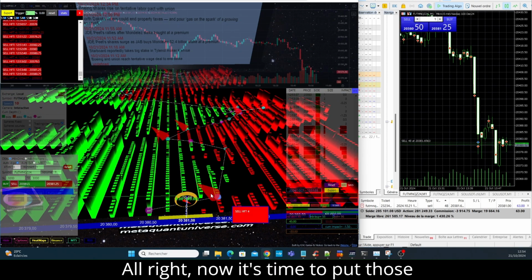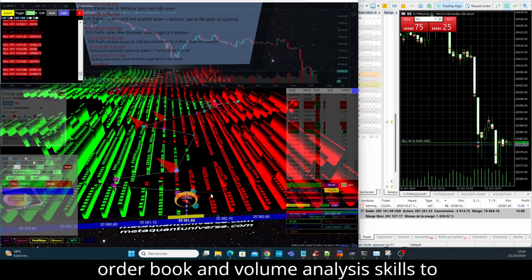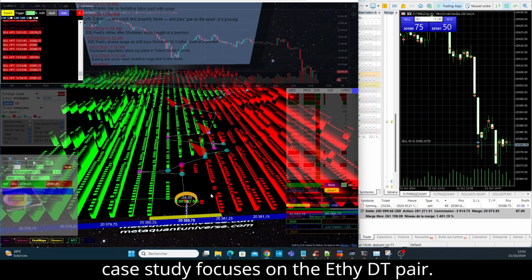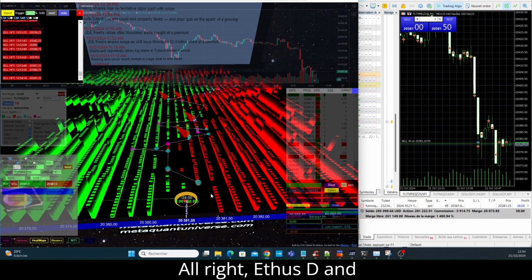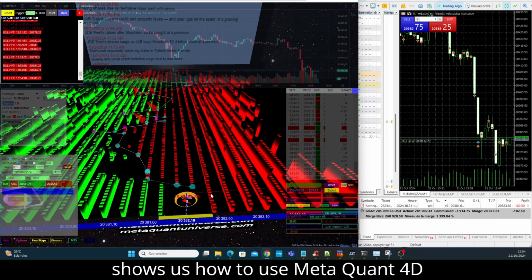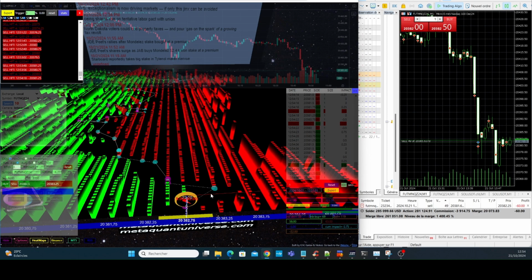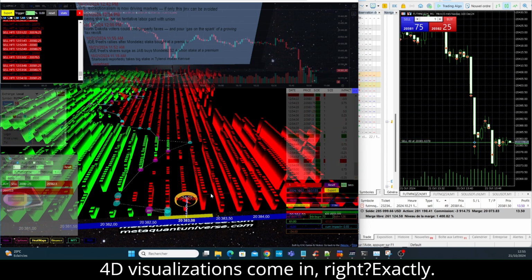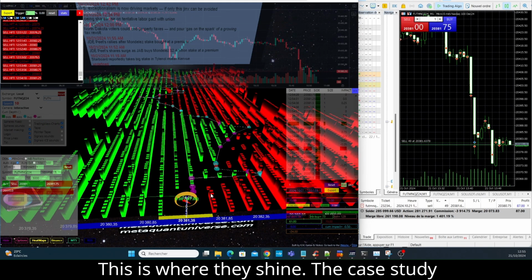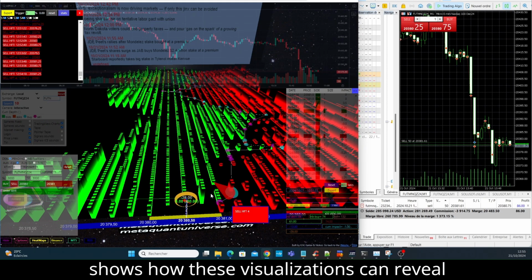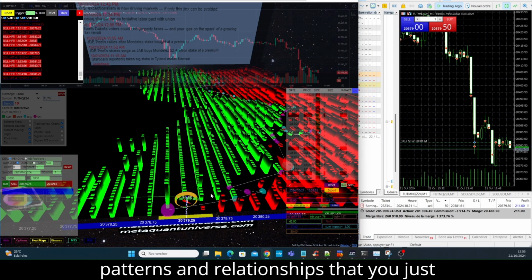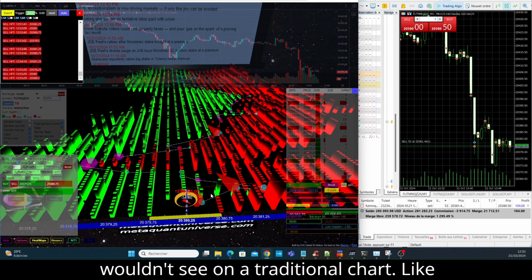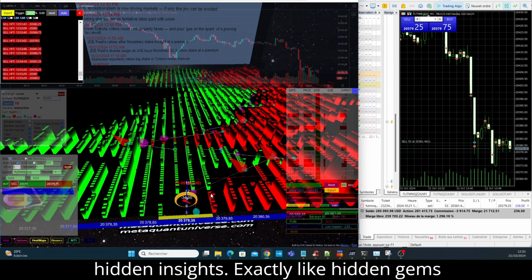Now it's time to put those order book and volume analysis skills to the test. The case study focuses on the ETH-USDT pair and shows us how to use MetaQuant 4D to identify potential trading opportunities. This is where those 3D and 4D visualizations come in, right? Exactly. This is where they shine. The case study shows how these visualizations can reveal patterns and relationships that you just wouldn't see on a traditional chart. Like hidden gems in the data.